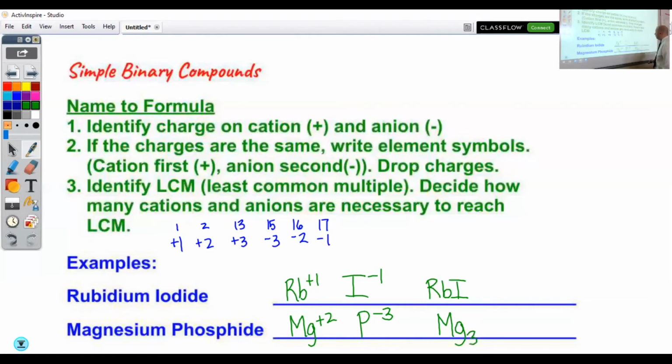So I'm going to put a little 3 down here at the bottom. And in order to get to 6 using phosphide, I'm going to need 2 copies. So phosphide is going to have a 2 at the bottom. Now, just showing you why this works out this way, imagine that I wrote out these ions. So magnesium, remember, has a 2+ charge, and I need 3 copies of it.